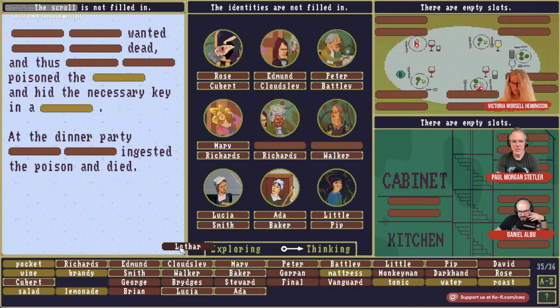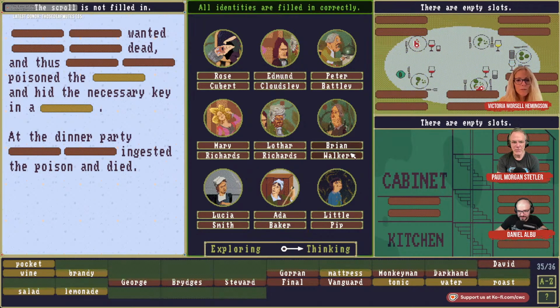And then let's just do... I should have said third row, second from the left. Shoulda, woulda, coulda. Something Walker. How about Brian Walker? I don't know, I just want to fill this in and see it.